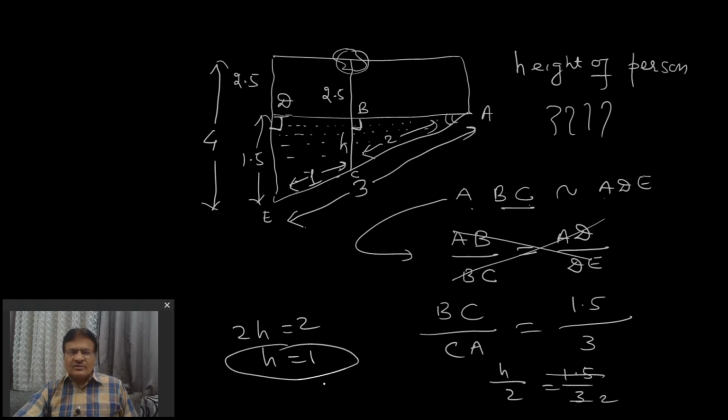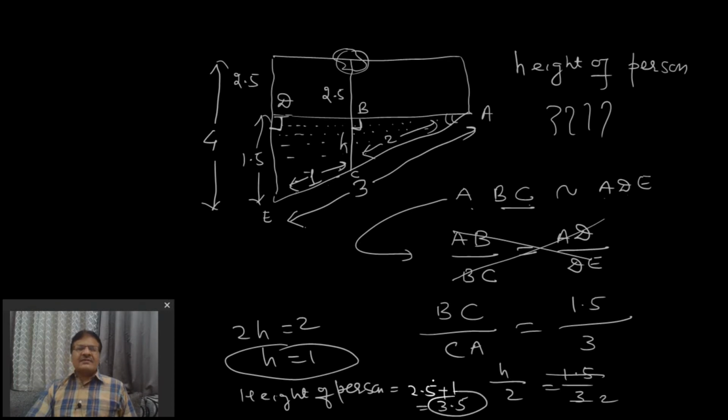Is that clear? So the height of the person: this is 2.5, the portion outside the water, and this is the portion inside the water. So this is h and h is 1. So 2.5 plus 1 is 3.5. Is that clear? So this is my answer. This is also not a very tough question. We just need to apply these things here. I hope that this is clear.